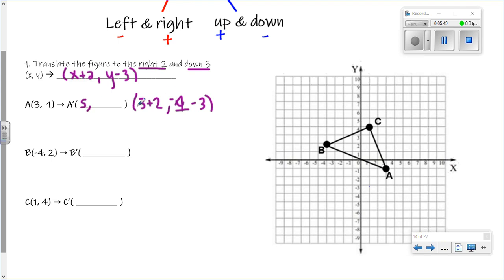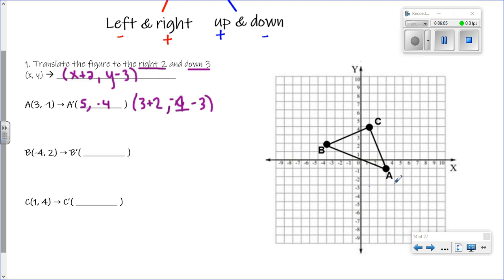And -1 minus 3 is -4. So what this is saying is that the image for A following this translation should be at 5, -4. Now let's test to see if that works.